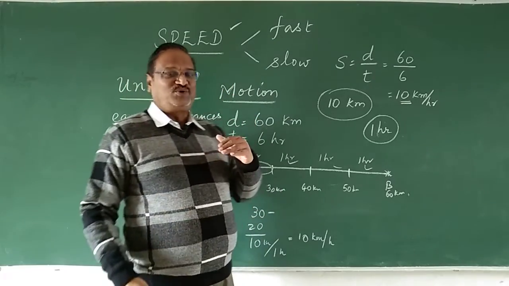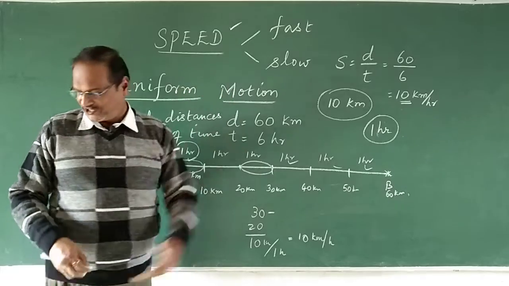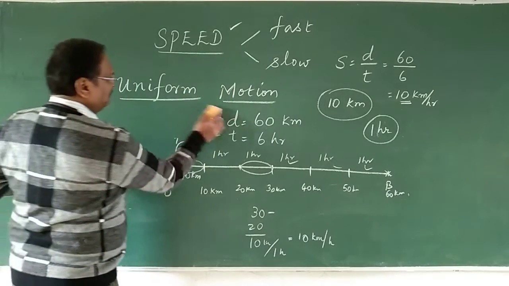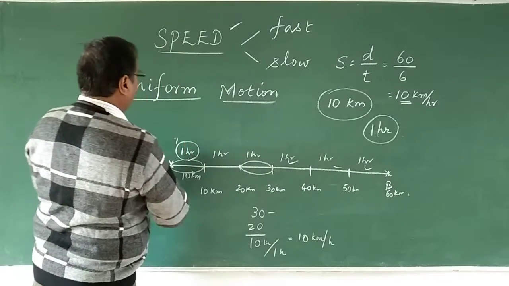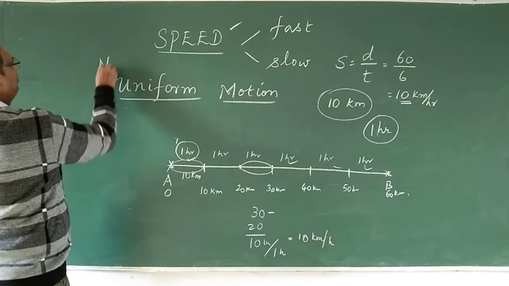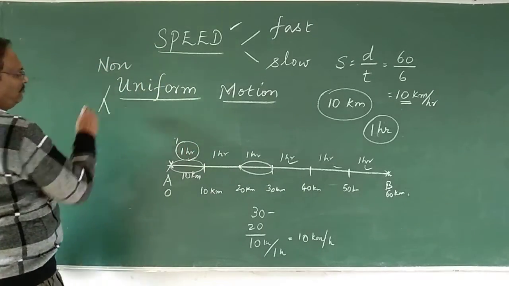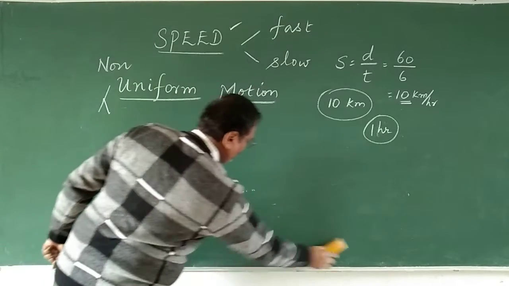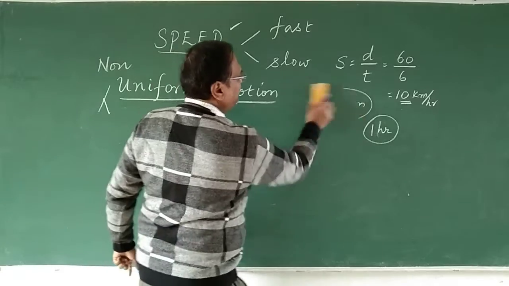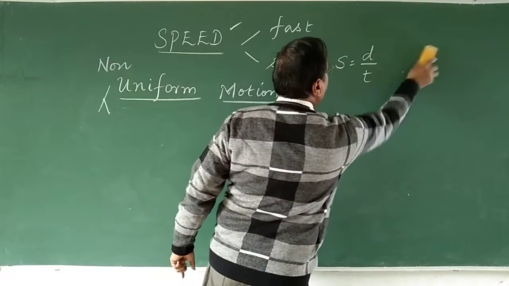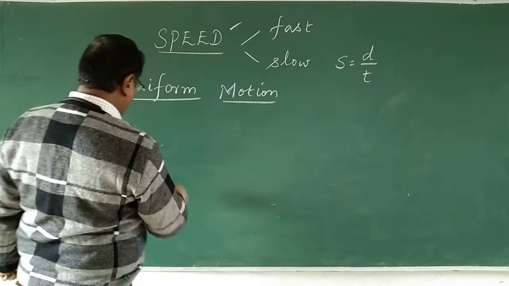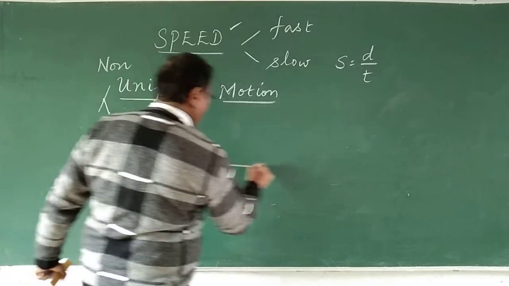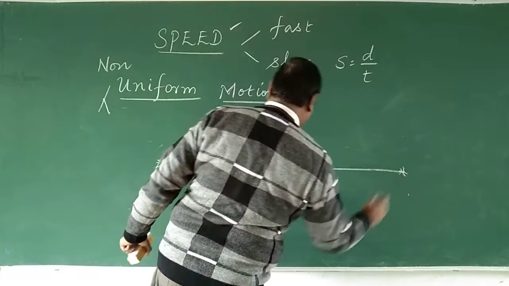Now we move on to non-uniform motion. By this time you would have got an idea that something is going to change now. So I will say non-uniform motion. Again, let me take the same road. I am going to take the same idea. The body is starting from here, point A, and it is going to point B.